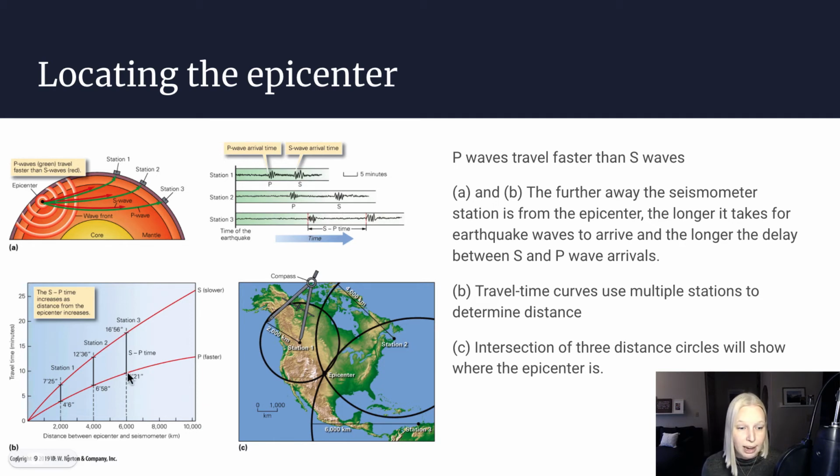Using this plot, you can then calculate how far from each station the epicenter is, or how far the station is from the epicenter. That's a better way of putting it. Then you can draw a circle on a map with the radius of the distance of the epicenter to your seismometer station. If you draw at least 3 of those circles, where those circles intersect, that shows you where the epicenter of that earthquake is or was.